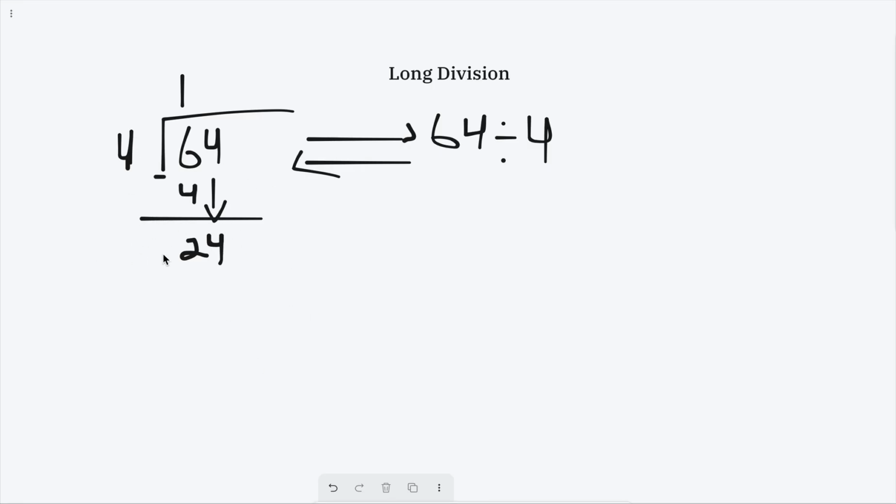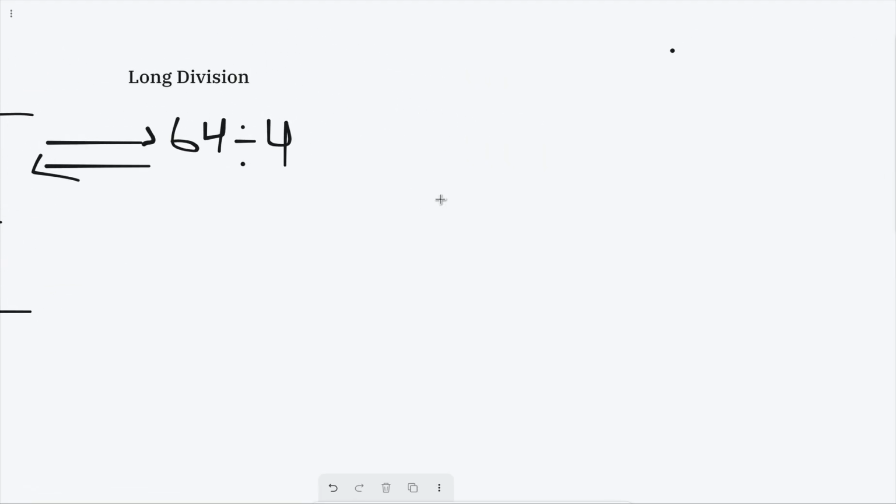And now we have the number 24. Now you want to have these two together. So how many times can 4 go into 24? 4, 8, 12, 16, 20, 24. So 6 times. Write a 6 up here above the 4. Then 6 times 4 is 24, minus 24 equals 0. So yep, 16. Let's do another question.